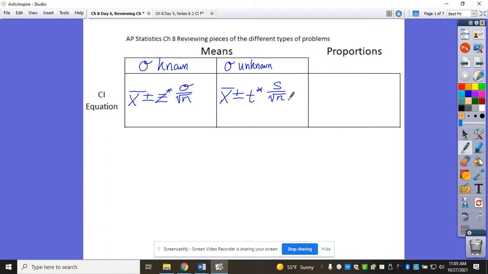So here I had the option of sigma known, sigma not known. But proportions, it's just proportions straight through. So instead of x bar, I'm using what? Still doing plus minus. What always goes here for proportions? And then now instead of being standard deviation over square root n, what is my equation here? Square root of p hat times 1 minus p hat over n. So those are our three different confidence interval equations.